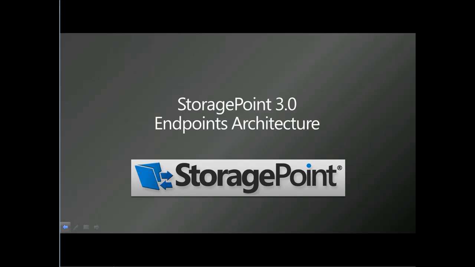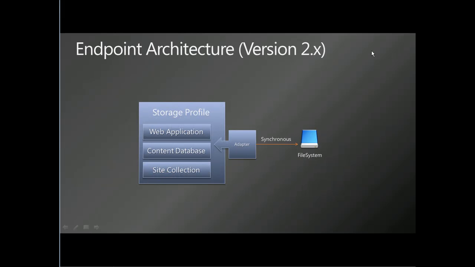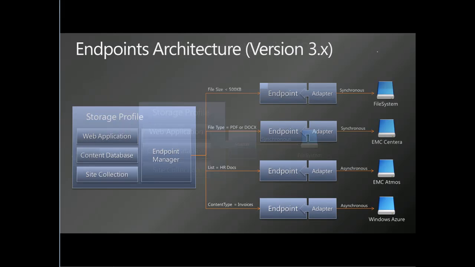Just going to do a quick presentation here, a quick demo to talk about our new Endpoints Architecture in our 3.0 product. Just a quick step back to version 2. It had the concept of a storage profile. The storage profile has a scope of web app, content database, or site collection. You define a blob store location within that profile, and then it does that operation synchronously. So fairly straightforward, reference architecture.